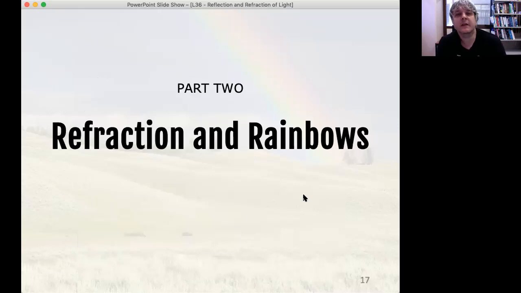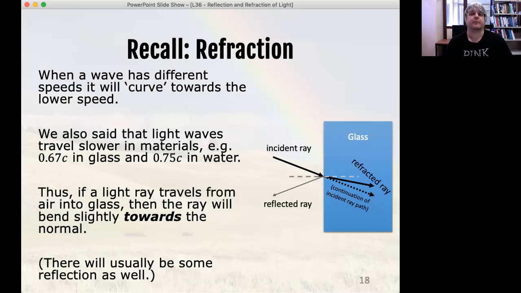As I promised, we're going to talk about rainbows. We're going to talk about how rainbows arise from refraction. But in order to understand that, we need to understand refraction as it applies to light.